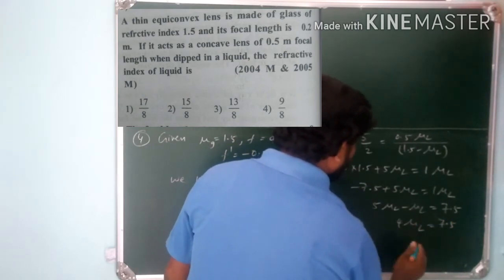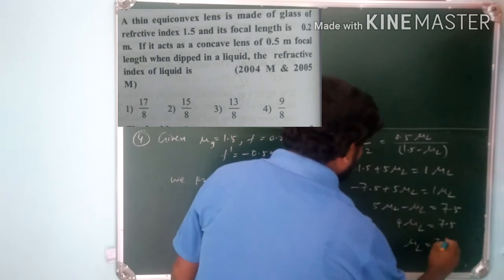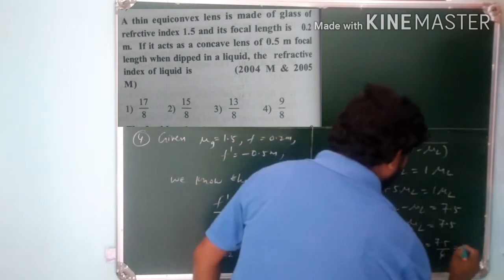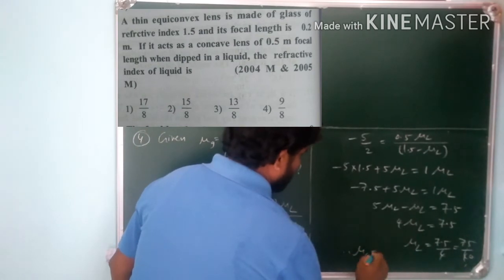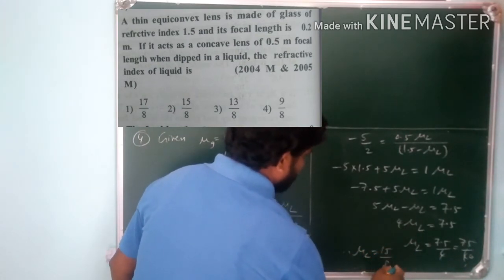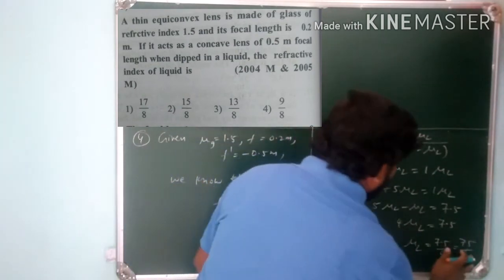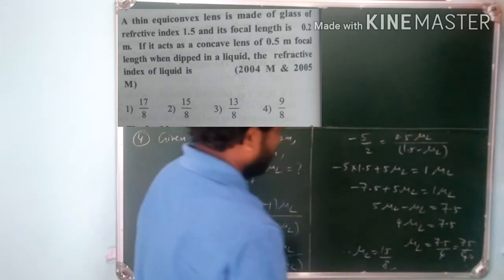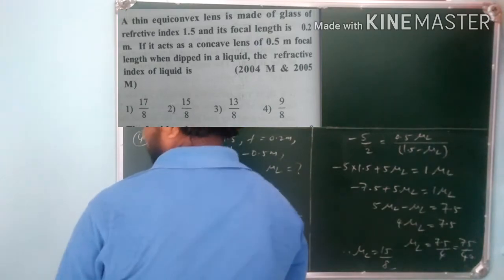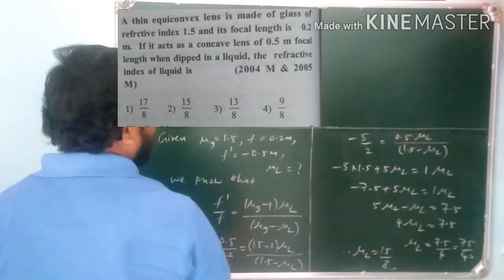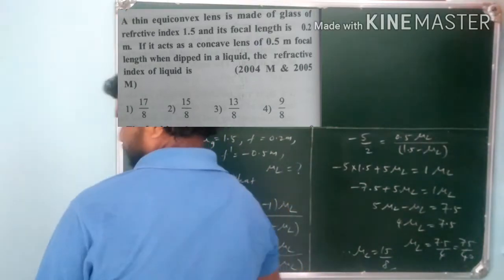Therefore mu L we are getting 7.5 by 4, that is equal to 75 by 40. That implies mu L equal to 15 by 8. Therefore the refractive index of the liquid is 15 by 8. Therefore the option is second option here. Okay, option is second option.